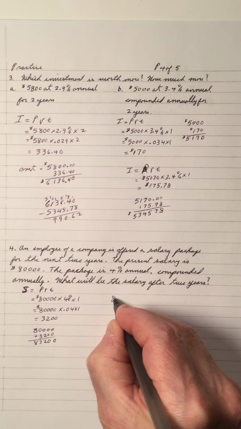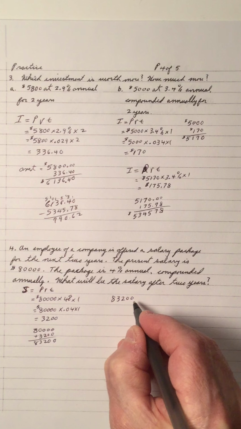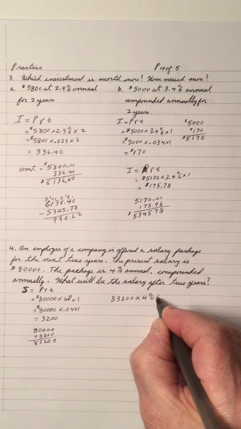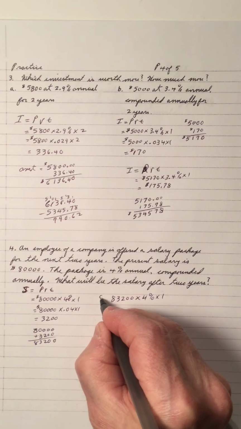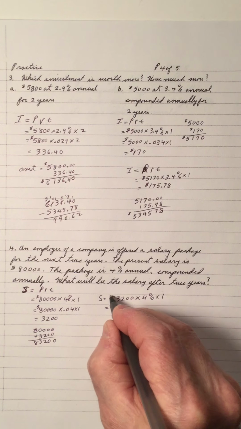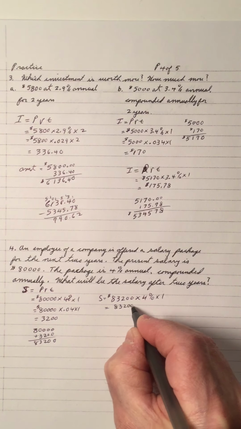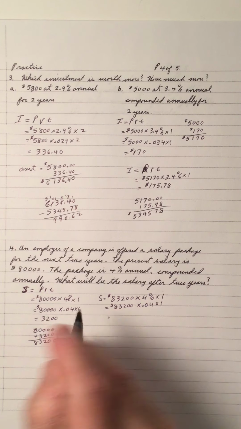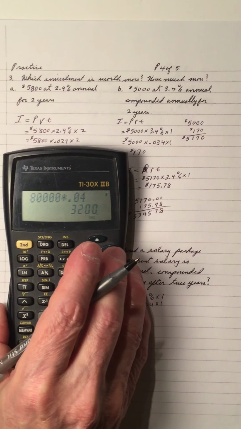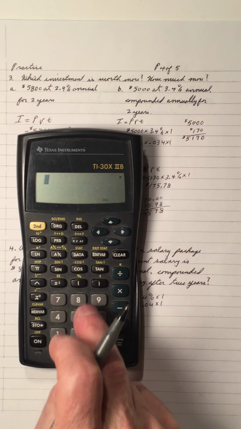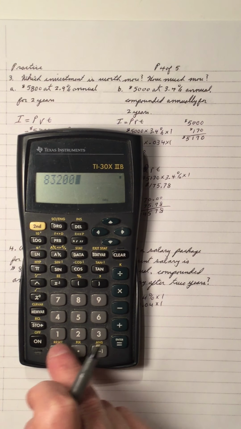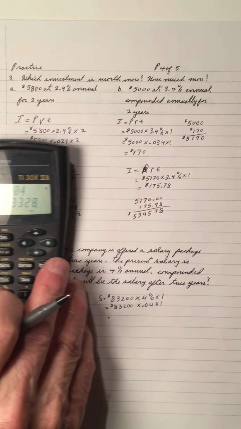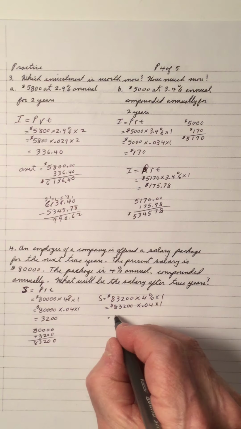So if you take your salary of $83,200 and multiply that by 4% times 1, so you get your salary is 83,200 times decimal 0.04 times 1, and that will give you, let's see, okay, here we go. I get 83,200 times decimal 0.04, and I get 3,328.